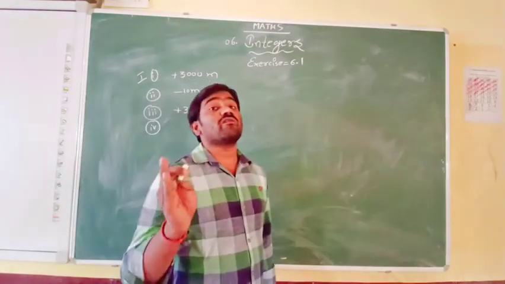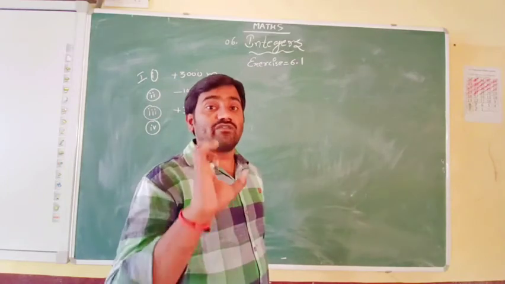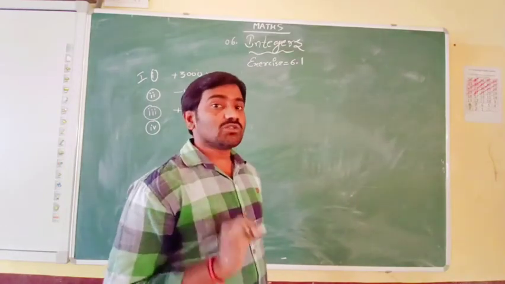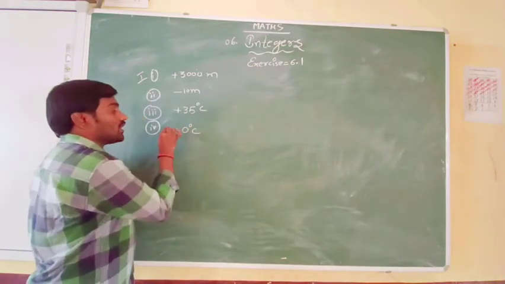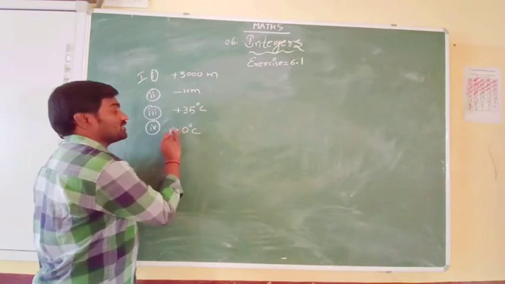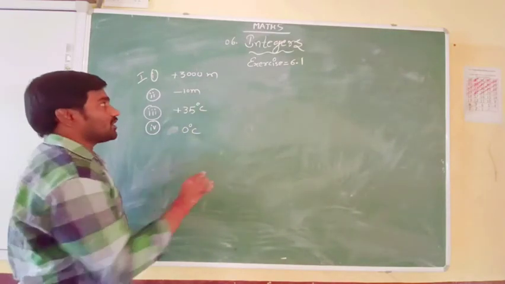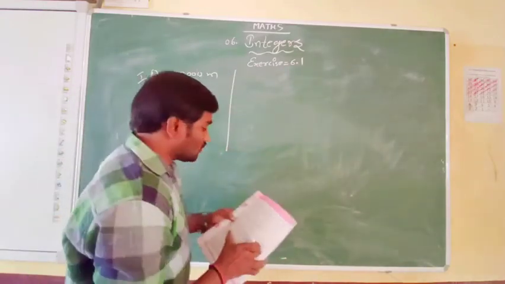Then the fourth one, here we need to understand water freezing at 0 degrees temperature. Normally when you keep water in the deep freezer, it will become ice at 0 degrees centigrade. So the 0 is not positive and it is not negative. You should not keep a plus or a minus before the 0, because that is 0 itself. 0 is neither positive nor negative. Remember that.